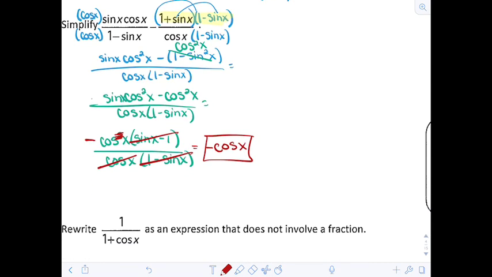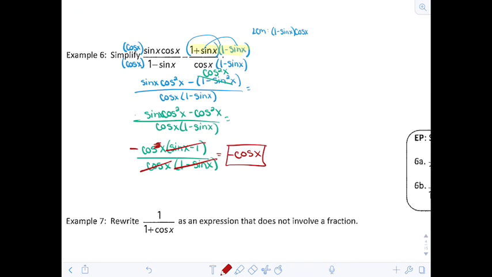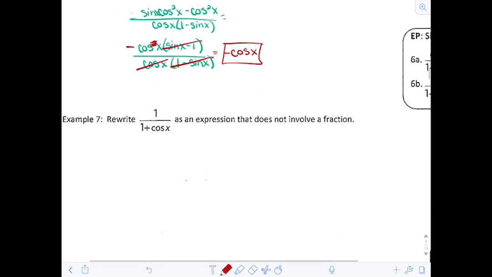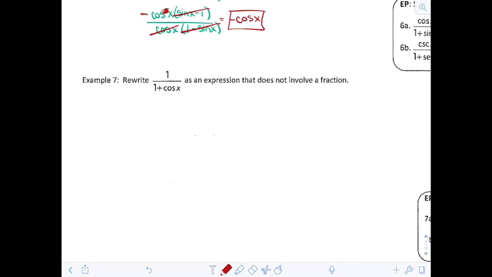Okay? All right. You might want to pause and go back and watch that one again. But the key is to just start getting used to these identities, and the more you work with them, the more that happens. Okay, and number 7.